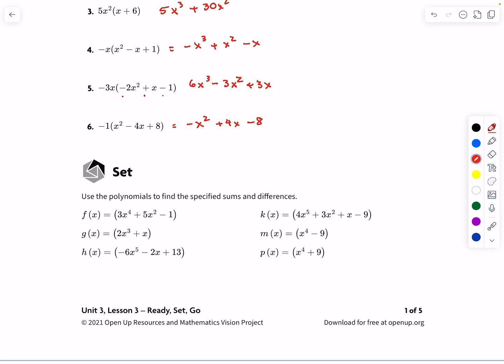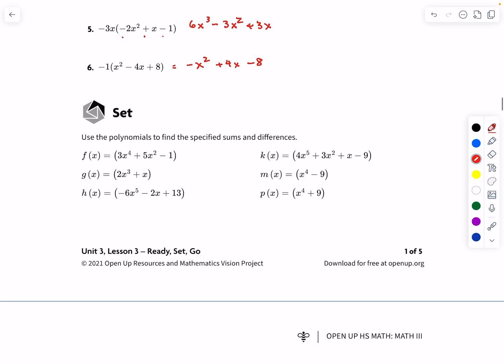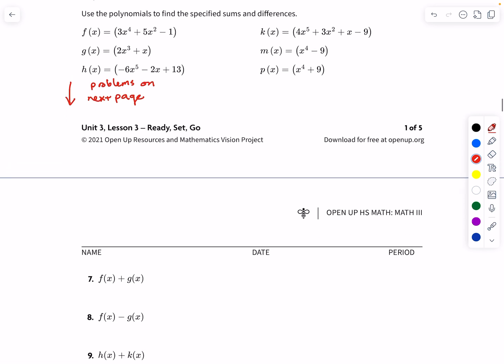dividing. Okay, so the set problems are actually on the next page. I know it's not the next page for you guys, but stupid PDFs. All right. F plus G. I'm going to write down what F is. And what G is.